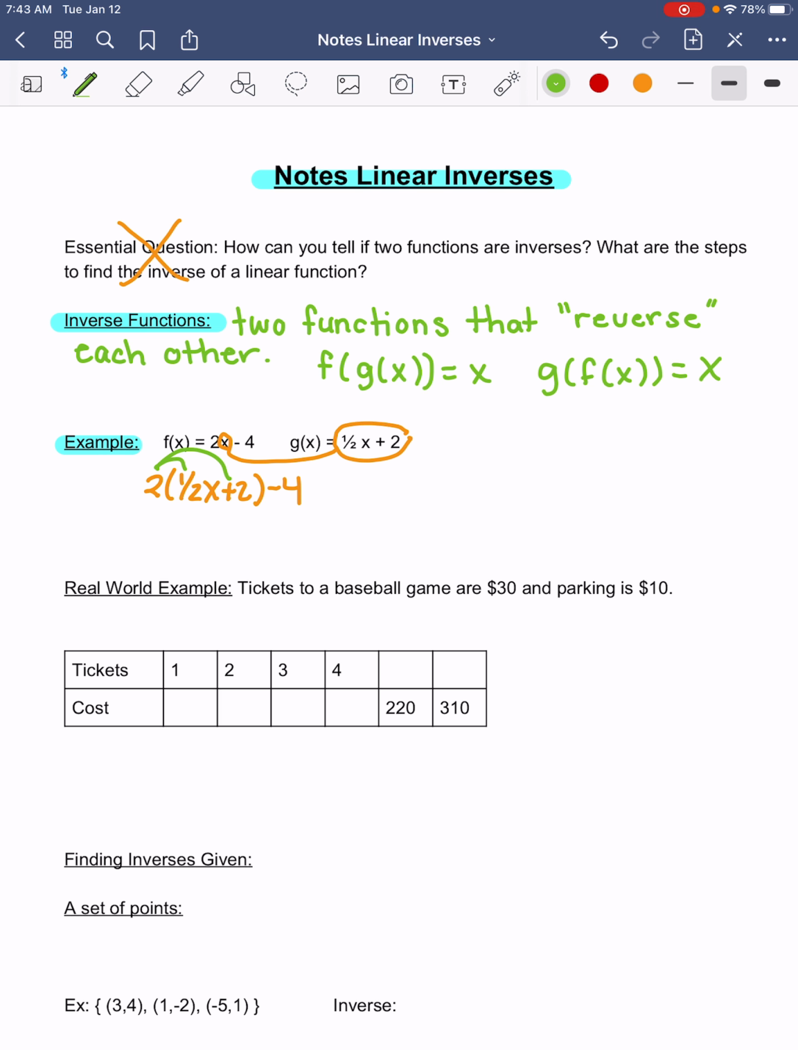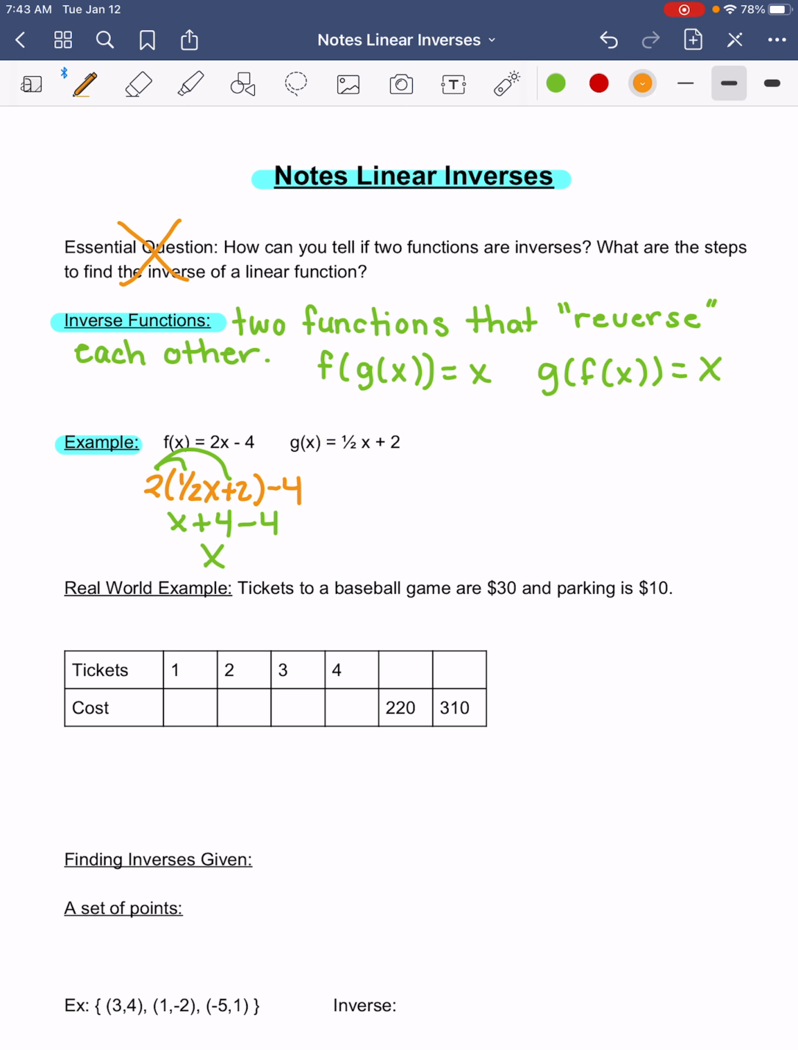Now when we simplify this, what's going to happen is everything's going to cancel except for x, because 2 times 1/2 of x, well, 1/2 of 2 is 1, so that's just x. 2 times 2 is 4, and then there's a minus 4 at the end, so it just cancels and equals x.